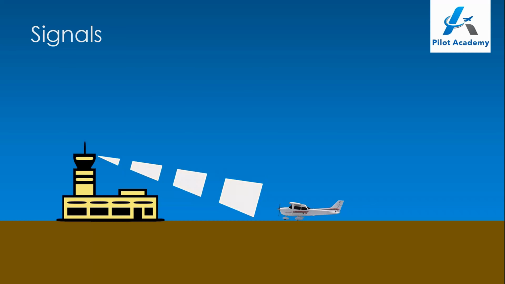The white flashing light, shown here, is the last type of light signal and means that the pilot should return to his starting point on the airfield, for example, to his initial parking position or the fuel station.